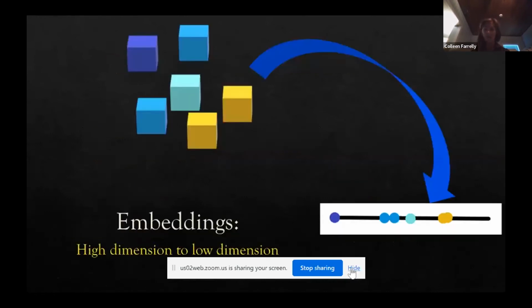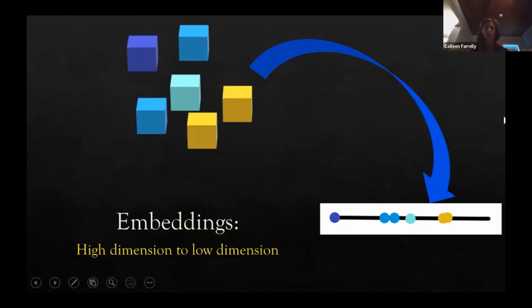So one of the ways that we can get around this is through embeddings. Basically, there's a whole field of dimensionality reduction that looks at how to take something that's very high dimensional data and wrangle it down to something that's low dimensional and easier for our machine learning models to be able to process.